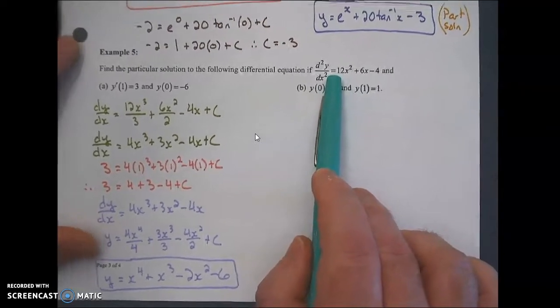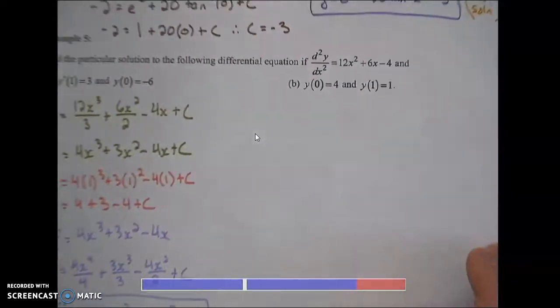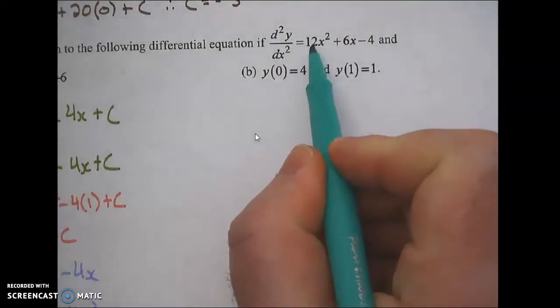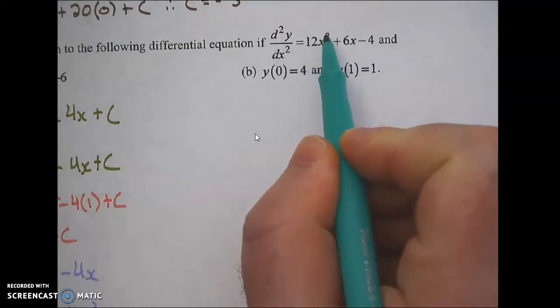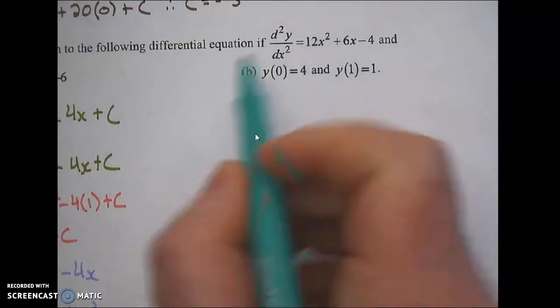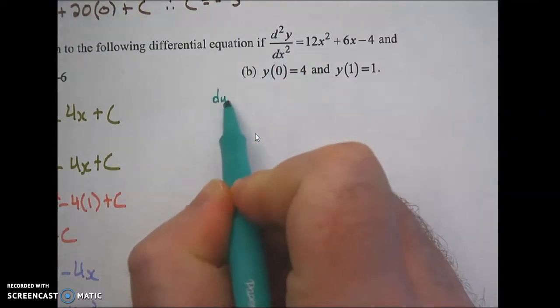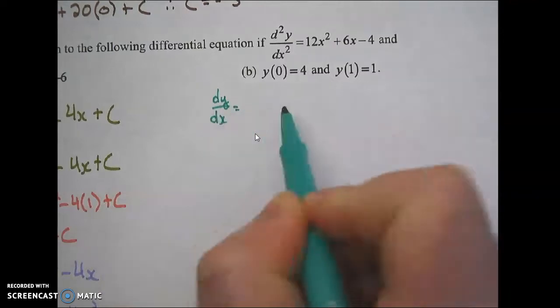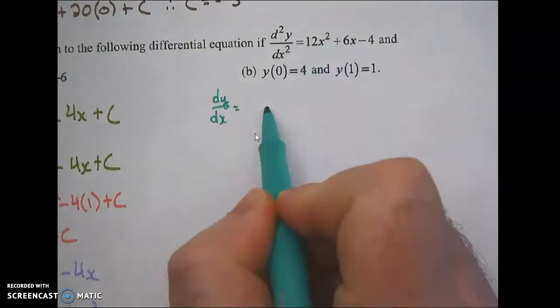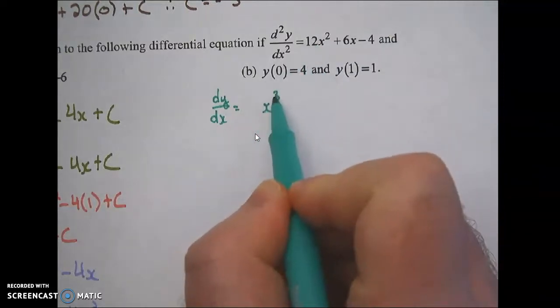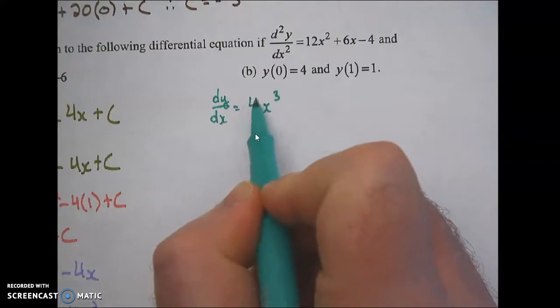We're doing the antiderivative of this. So remember, the two steps of the antiderivative are to add 1 to the exponent and then divide by that value. So the antiderivative of the second derivative is the first derivative, so dy dx equals, so I would add 1, that's x cubed, and then I'd take 12 divided by 3. So you want to divide by that new exponent. 12 divided by 3 is 4.